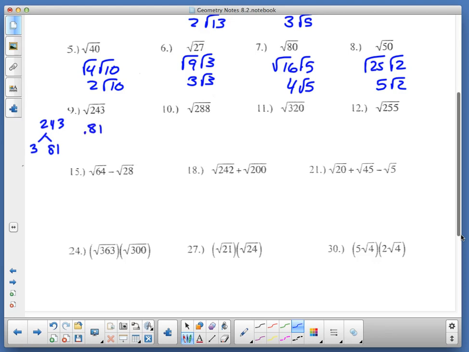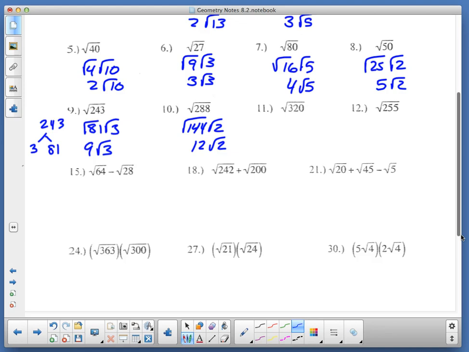I got 81 times the square root of 3, which is 9 the square root of 3. And 288, that looks like 144 times 2. So I've got the square root of 144, the square root of 2. This is 12 the square root of 2. 320 is a little tougher.